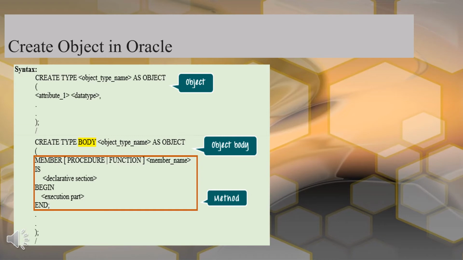Actually the code is create or replace, and after that we'll write all the attributes inside that object, and then we'll simply create a type body where we'll give definitions of all the members or the methods, which will be functions used to manipulate the data. Next, we'll try to run a program on this.